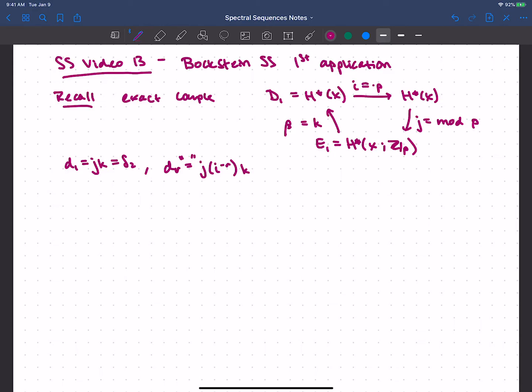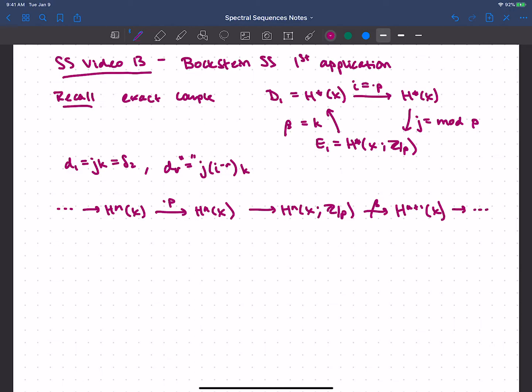Okay, and maybe let me also remind you how this all fit into a diagram. So we have our long exact sequence in cohomology, where this is times P, and then we reduce mod P, and we get the cohomology of X in mod P coefficients, and then our connecting homomorphism comes in, that's our beta, increases the degree by 1, and goes to the cohomology of X, and so on. And we could sort of slip delta 2 into this diagram by just reducing mod P, and so here's our delta 2.